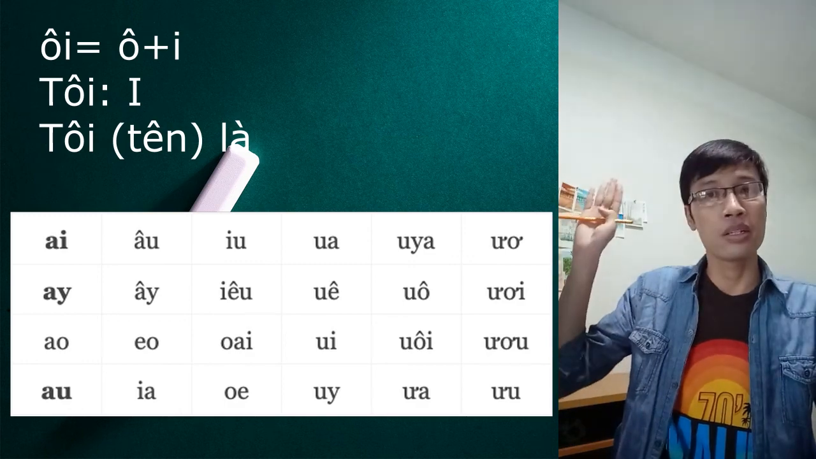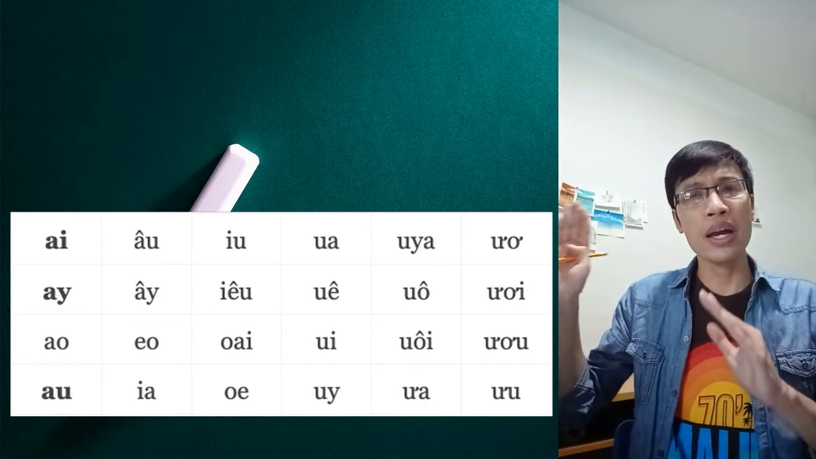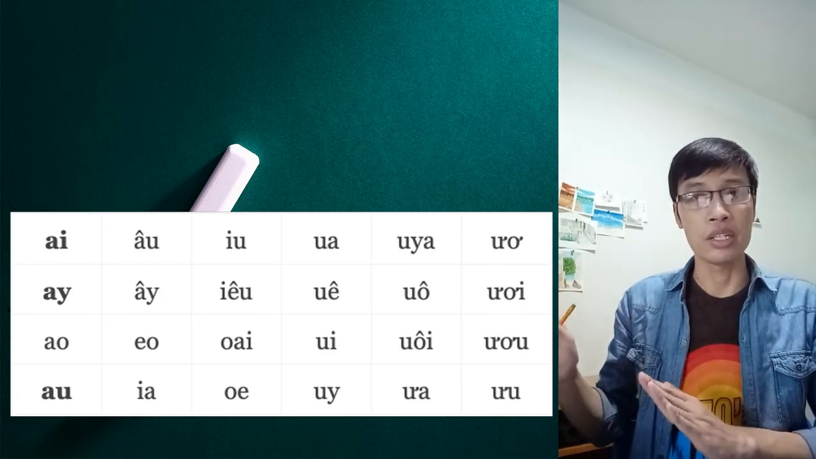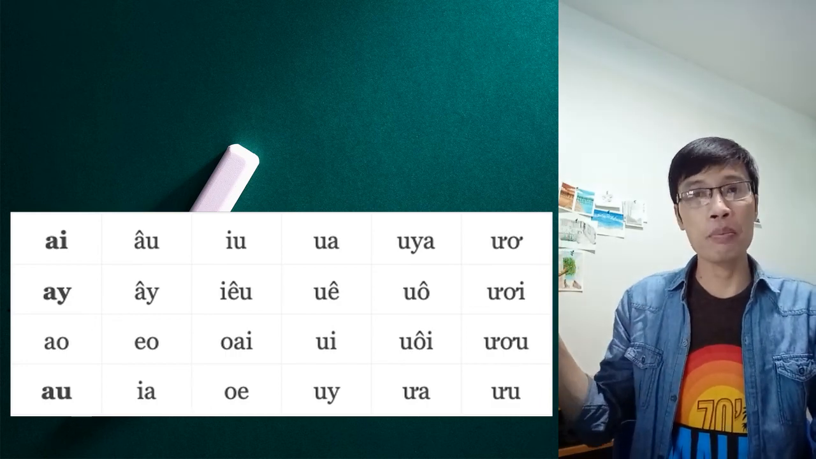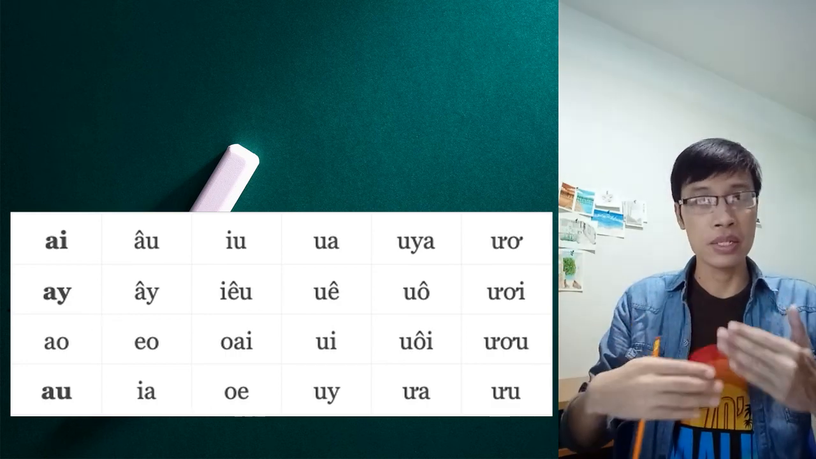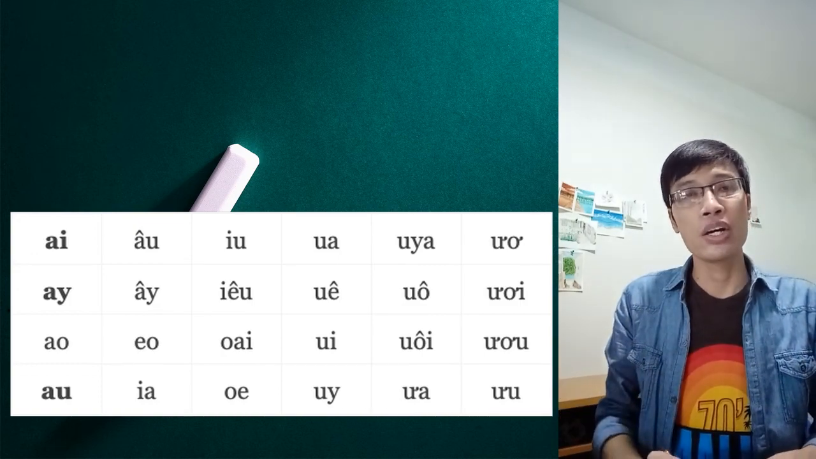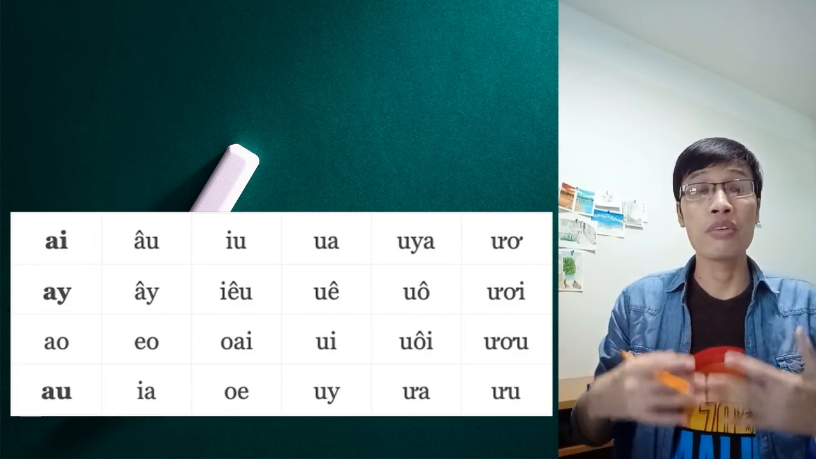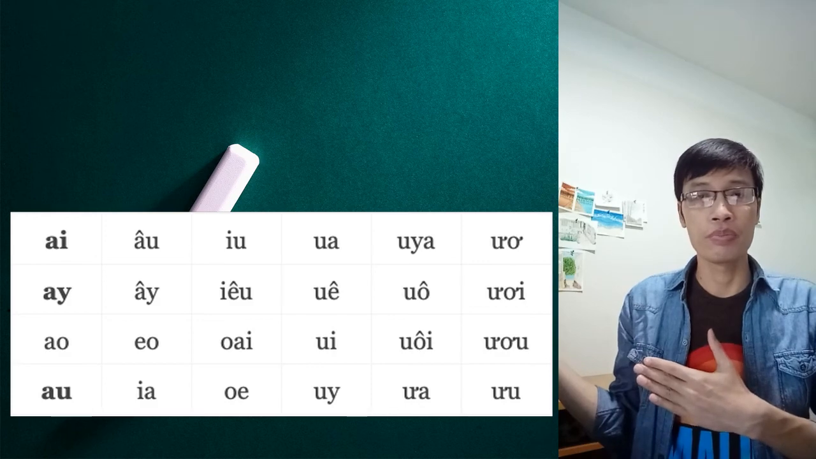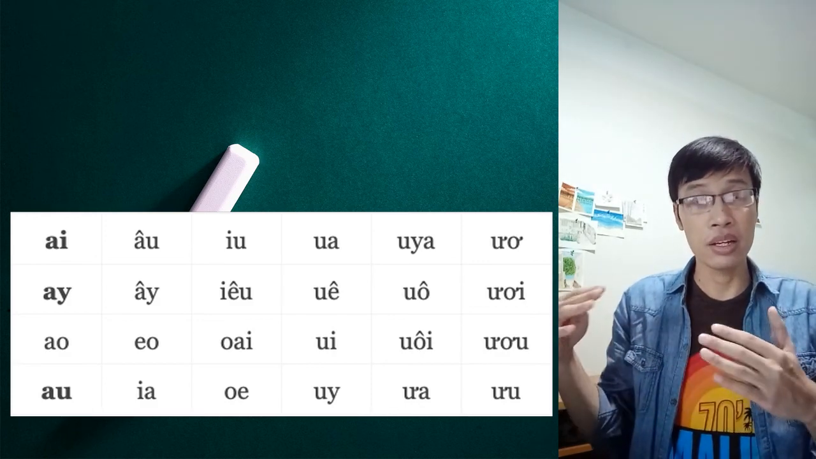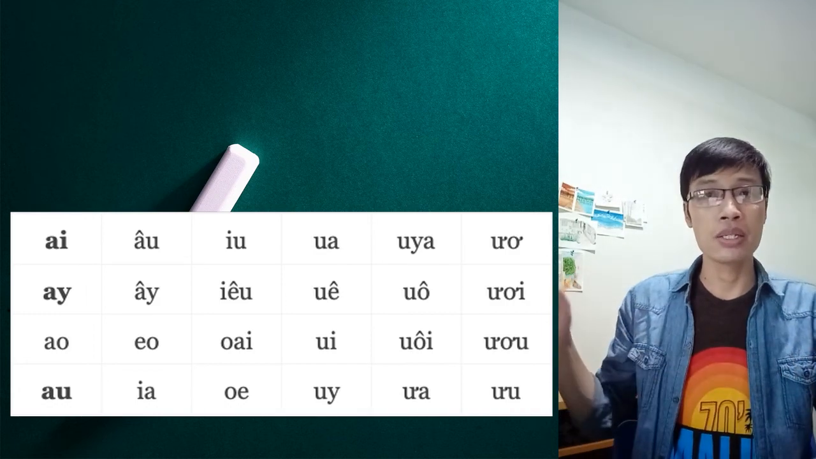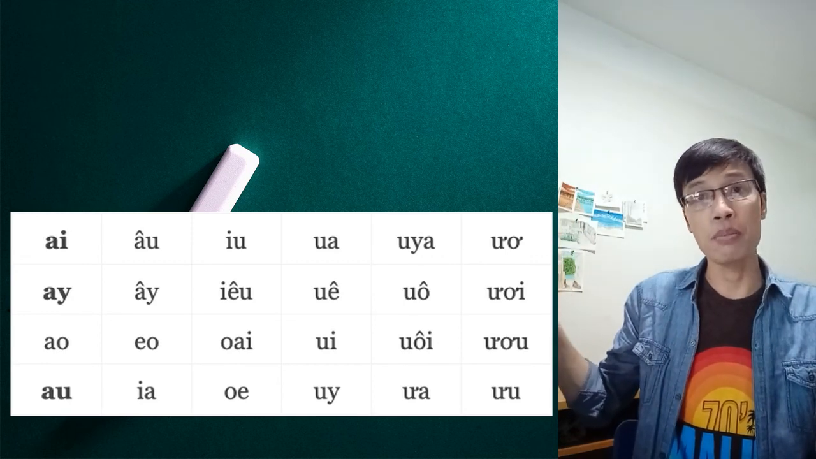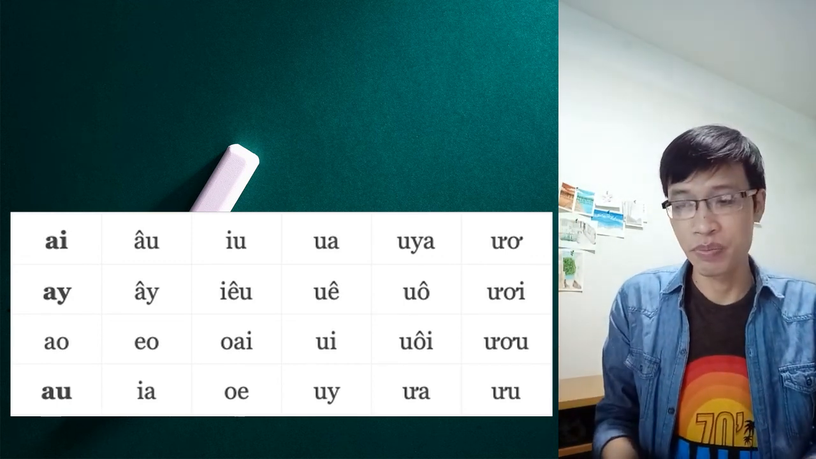Because this table seems quite complicated, I will use another one, a brief version of this table with a view to helping you memorize better, okay? Because during your journey of learning Vietnamese, you will become more and more familiar with diphthongs. So don't worry much during this stage, because we just focus on very common diphthongs or double vowels. So now, let's get started.